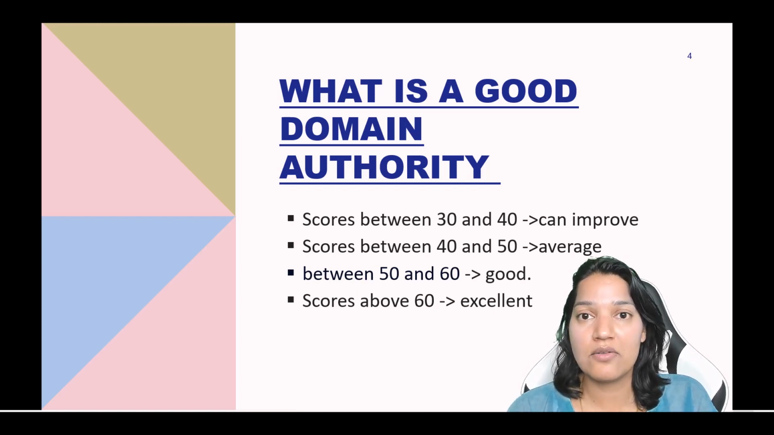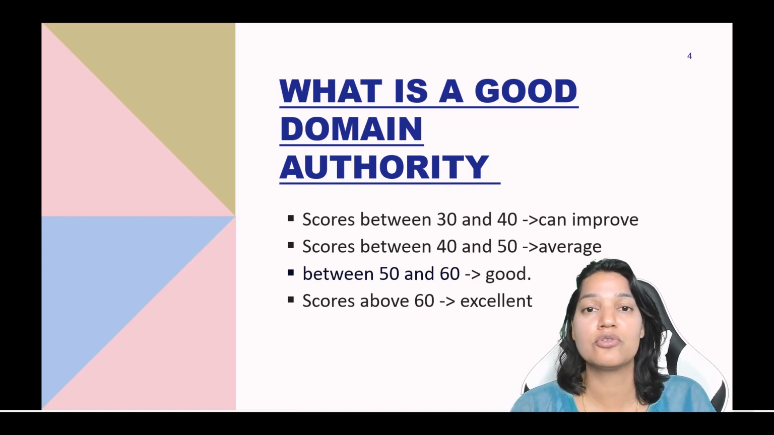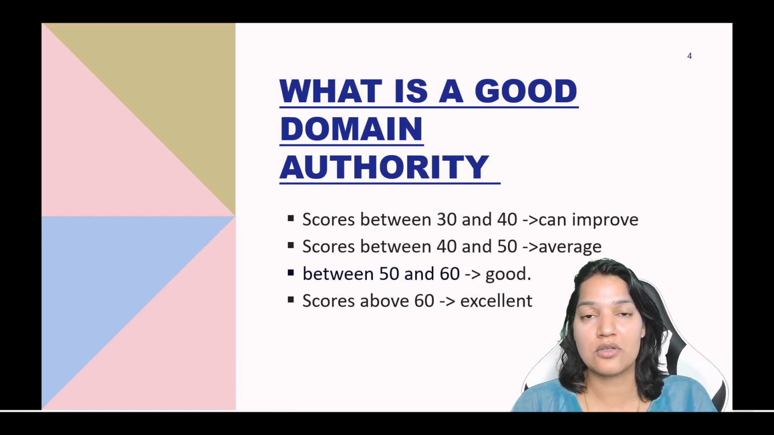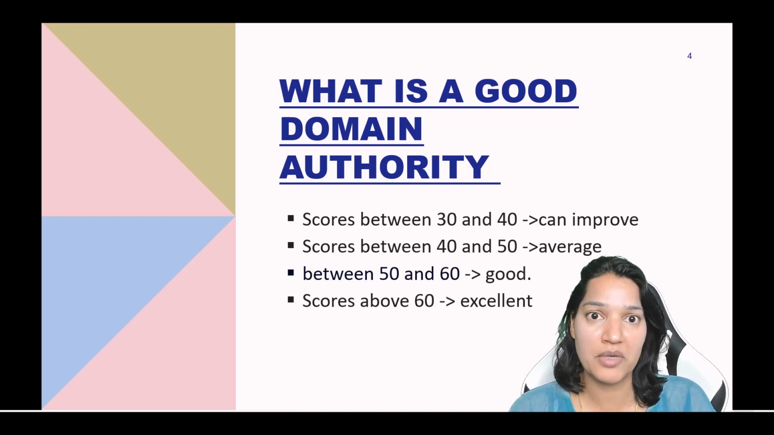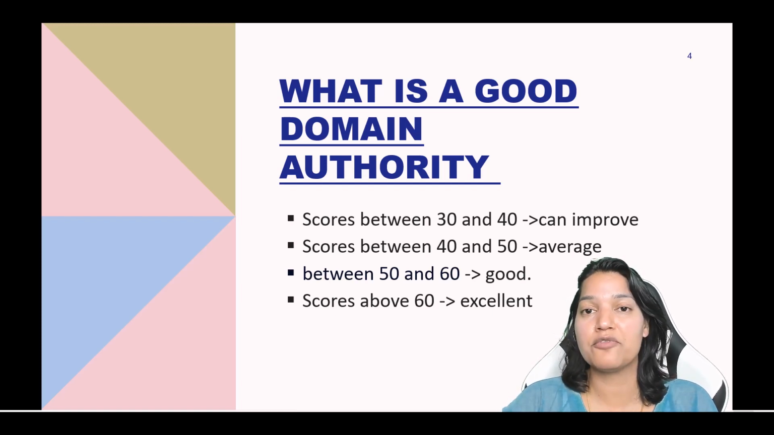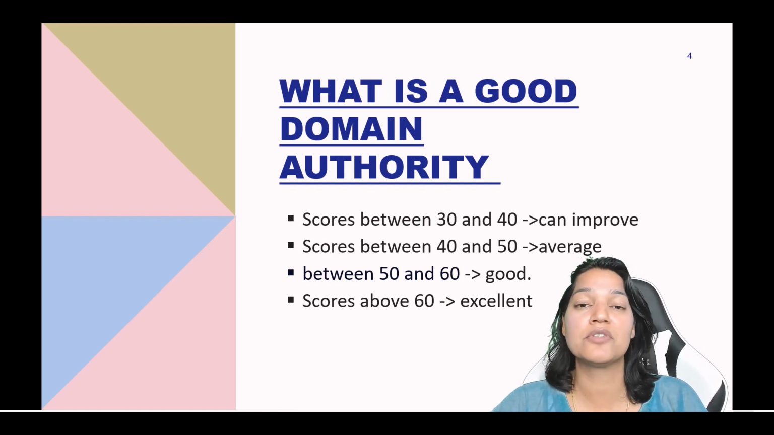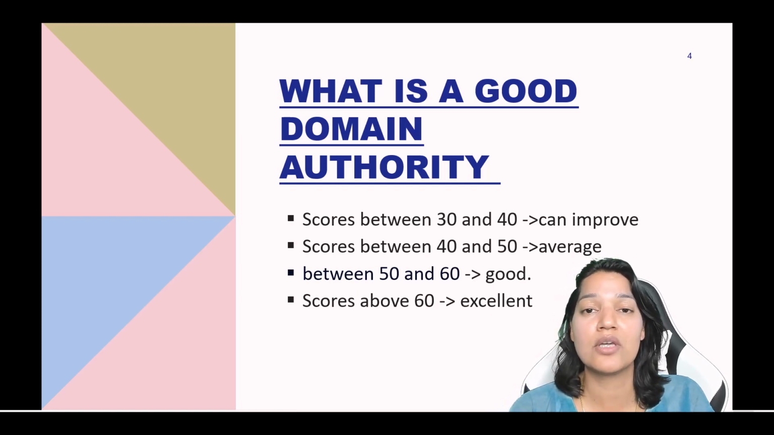But if you are working on the website and adding great content on the site, you are going to gradually increase your domain authority. Now, anything between a domain authority of 30 and 40, you can say you are on the path of improvement. And after 40 and 50, it becomes an average domain authority. So you are getting a good amount of traffic, and your sites are ranking higher on the Google search engine results page. Anything above 50 is a good domain authority, and anything above 60 is excellent. So this is how you can categorize your domain authority based on your score.